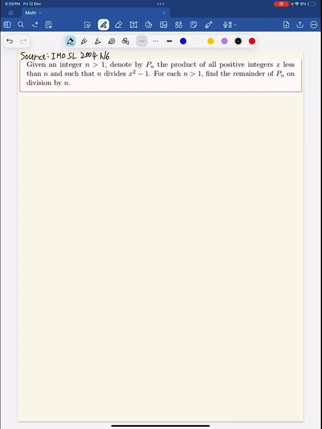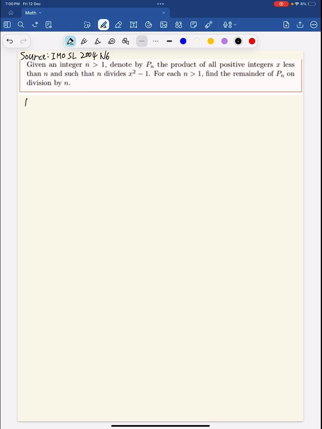Okay, so this is IMO Shortlist 2004 N6. It tells us that we define Pn, which is the product of all positive integers x less than n such that n divides x squared minus 1. So we want to find the remainder of Pn when divided by n. The first thing we should try is small cases of n whenever you see this.